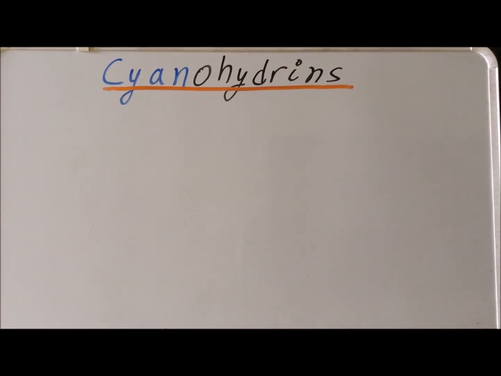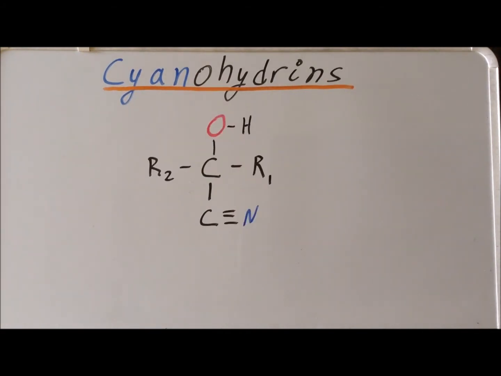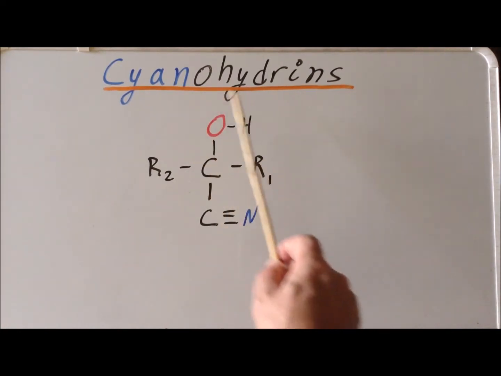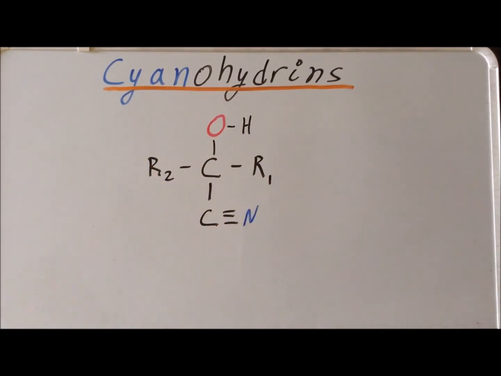Hello. In this video, we are going to discuss cyanohydrins. What are they and what can they do for me? Cyanohydrins have the following structure. Attached to one particular carbon, we have both a hydroxyl group and a cyano group, making it both an alcohol and a nitrile simultaneously.